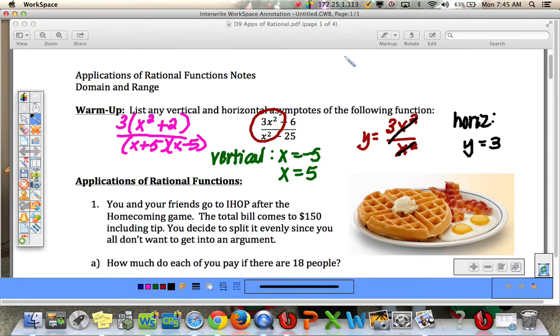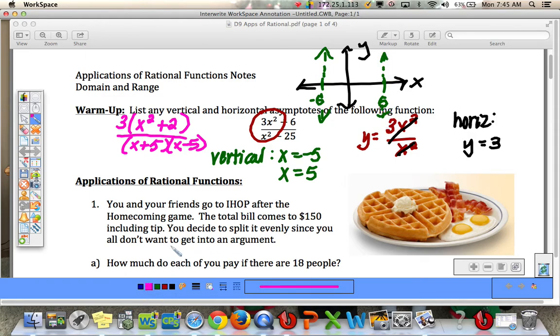And then if you were to graph that, if these were our axes right here, here's x, here's y, you would have a vertical asymptote at negative 5, another vertical at 5, and you would have the horizontal at y equals 3.